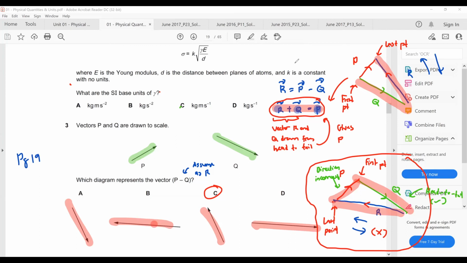Whereas this one, the second one that I did here, this one is head to tail. This is correct. And then from first point to last point, the direction is correct also. So it's telling me this one. The answer should be C. Okay. So it's something like trial and error.